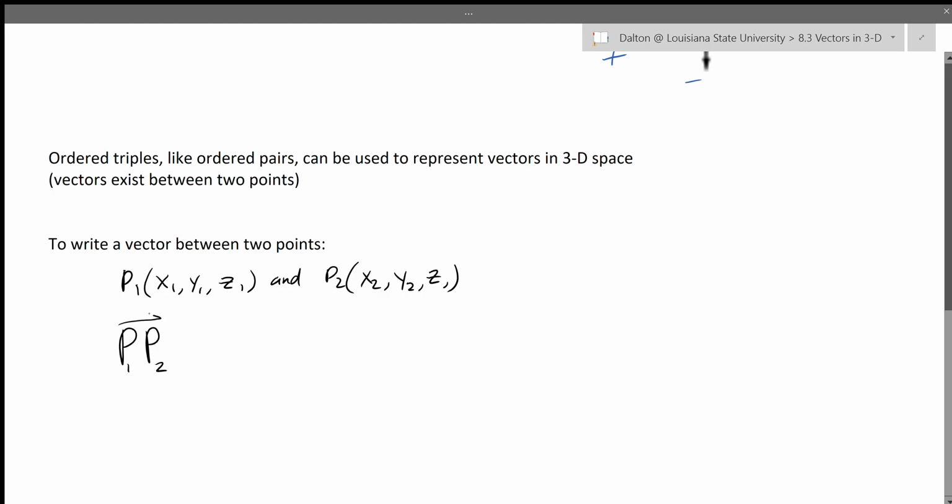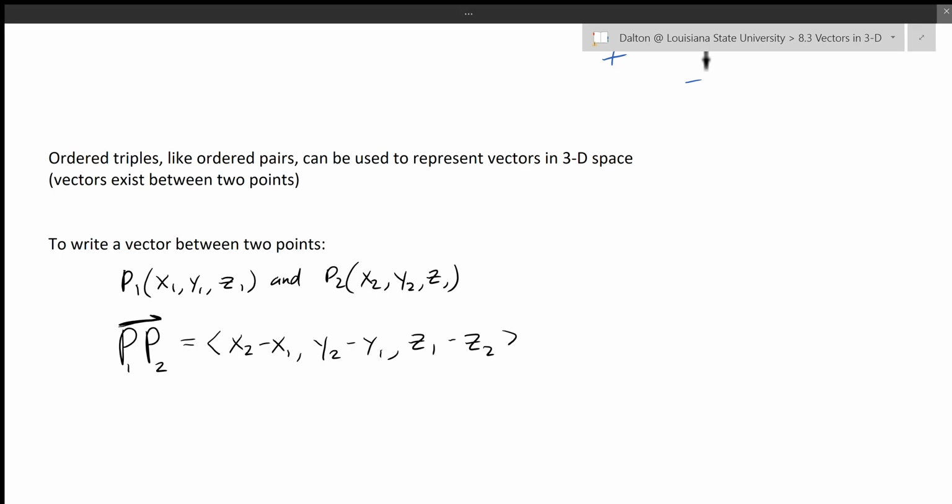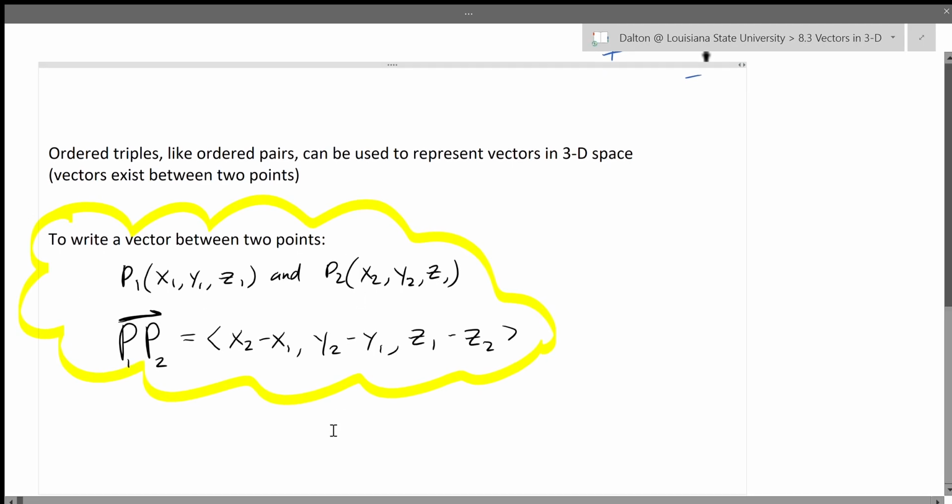And vector notation is the same, like a little arrow with just the top part of it on top. So that vector between P1 and P2 would be x2 minus x1, comma, y2 minus y1, comma, z1 minus z2. So this is the first important takeaway from today. If I give you 2 points and I want you to write the vector between those 2 points, then you subtract your coordinates from each other.